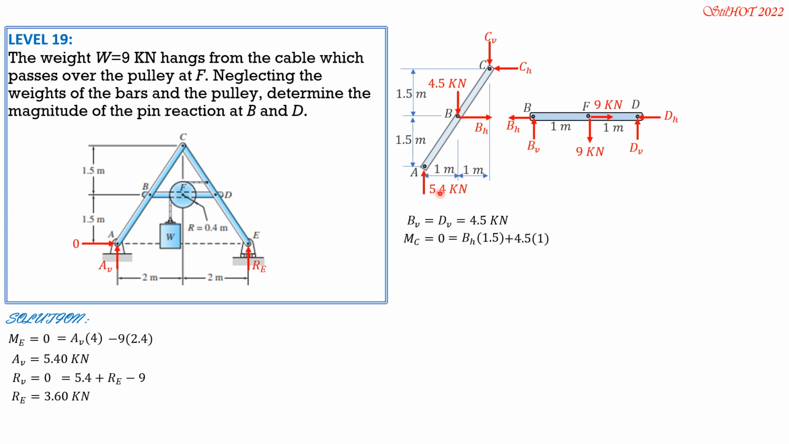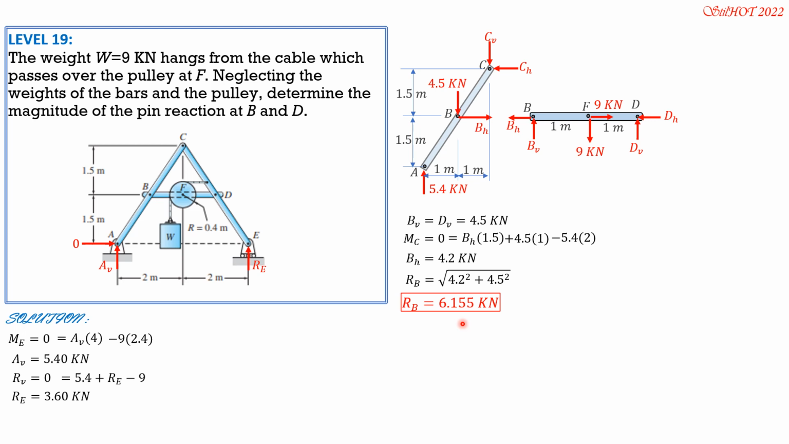Then minus 5.4 times 2. So from here we can solve BH, 4.2 kilonewtons. Then the magnitude of the pin reaction at B, square root of BH square plus B sub V square, or square root of 4.2 square plus 4.5 square. So from here, R sub B can now be computed. It is equal to 6.155 kilonewtons.